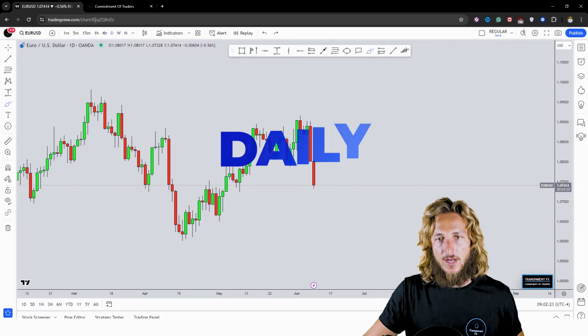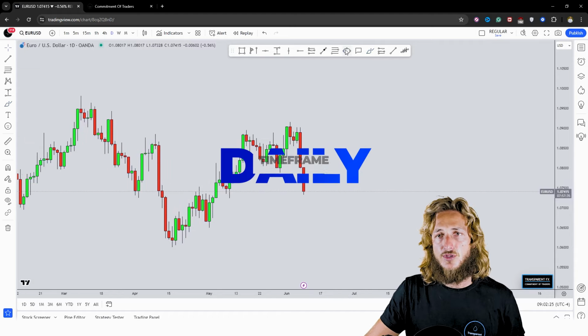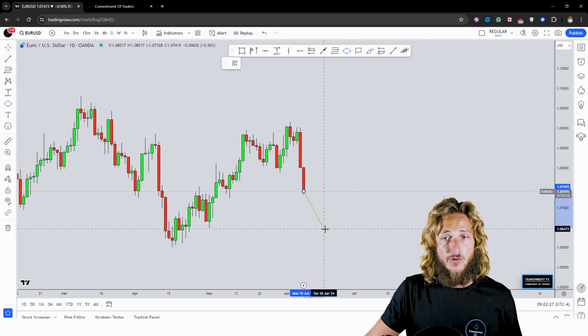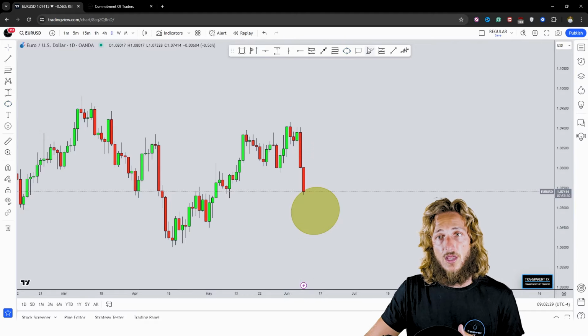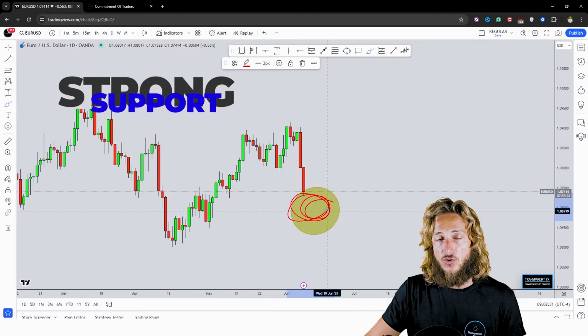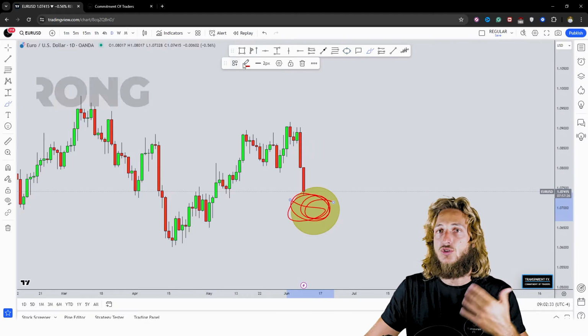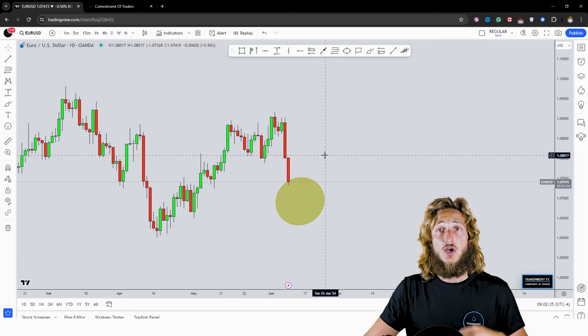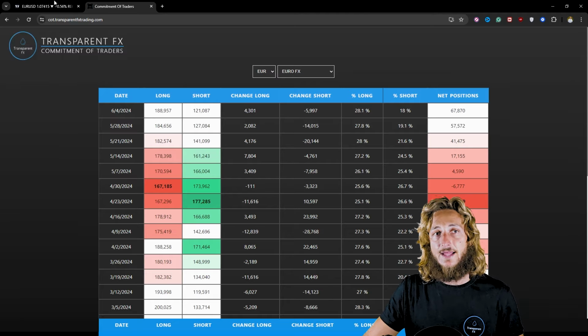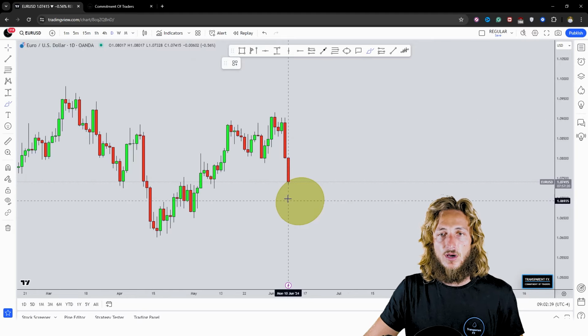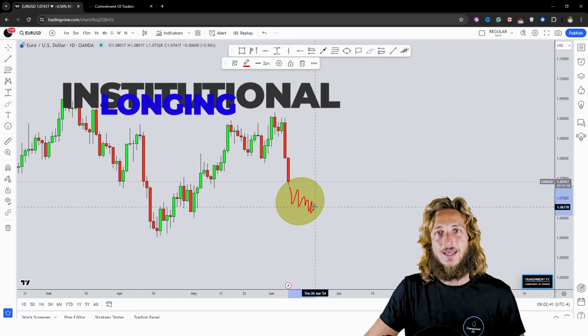Now back to the analysis. As I was saying, from a daily perspective, the market has this overextended M pattern, and all this area is support, as we have already noticed on the monthly, weekly time frame, actually confluence of support. So since institutions are already adding longs, this increases the probability of getting more institutional longing inside of this area.